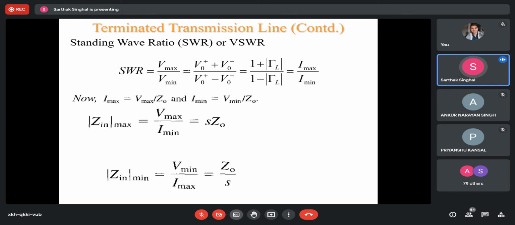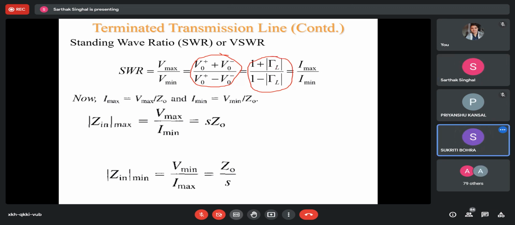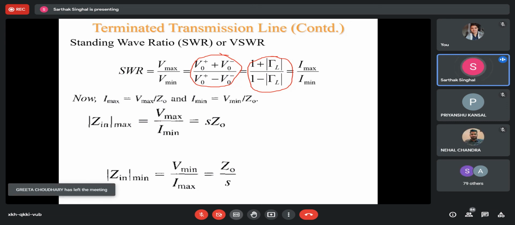And if I divide both the numerator and denominator of this equation by V0 plus, I will get this equation. Since this reflection coefficient is a complex quantity, but VSWR is never a complex quantity, we are using simply the magnitude.